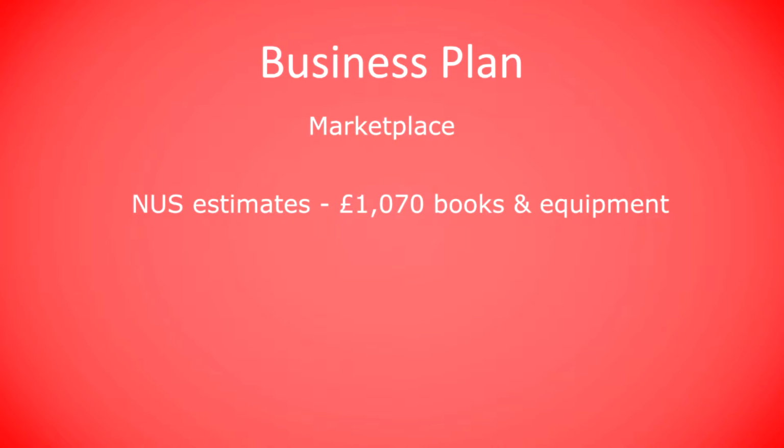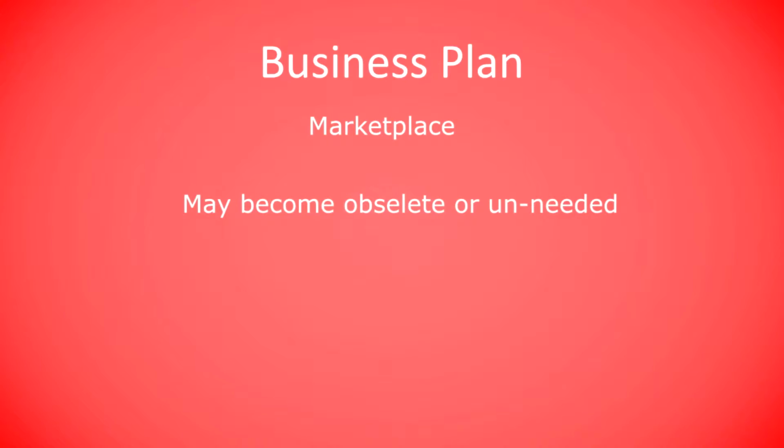The National Union for Students estimates that students spend on average per year £1,070 on books and equipment. This is a really large amount. And the majority of these textbooks may become obsolete the next year or may be unneeded if they finish the course. We can change this by allowing students to sell their goods online to other students at a cheaper price. We will make a profit from the marketplace by charging a small commission on each item sold.